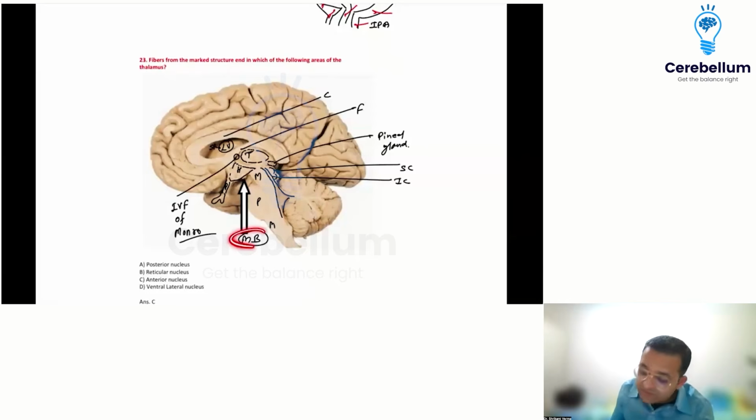Not the point. So they are asking the question: fibers from the marked area are ending in which part of the thalamus? So can you tell me? This is nothing but our Papez circuit. I told you about the Papez circuit.